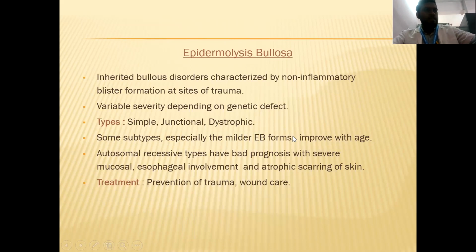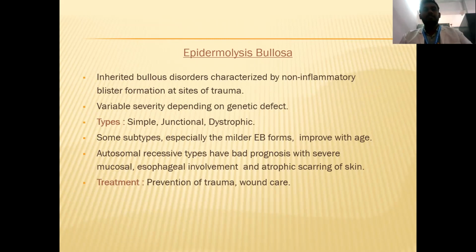Epidermolysis bullosa is another important inherited bullous disorder which can be seen in childhood. This is characterized by non-inflammatory blister formation at the sites of trauma. This has a variable severity depending on genetic effect. Types include EB simplex, EB junctional, and epidermolysis bullosa dystrophica.